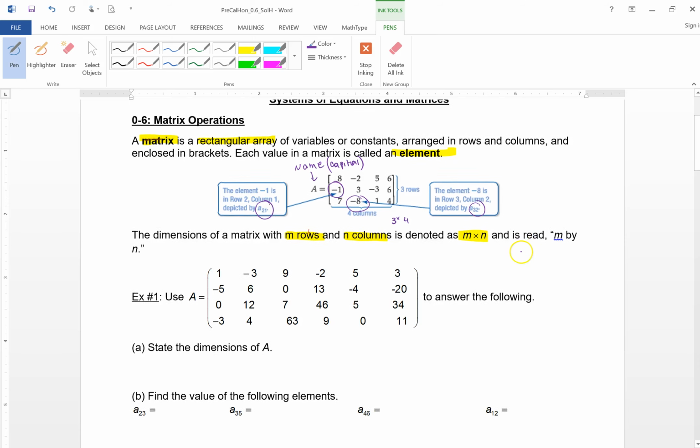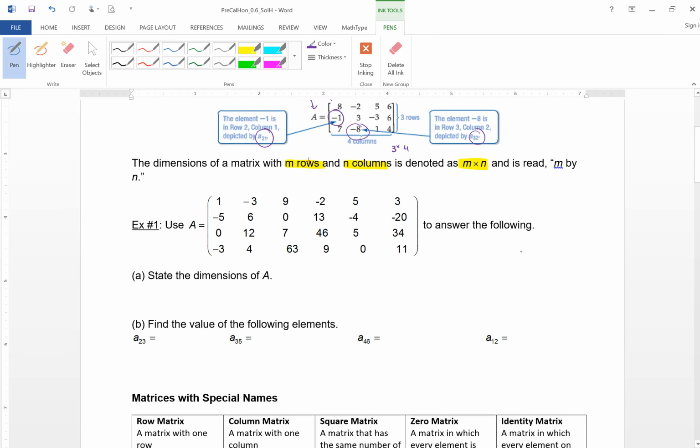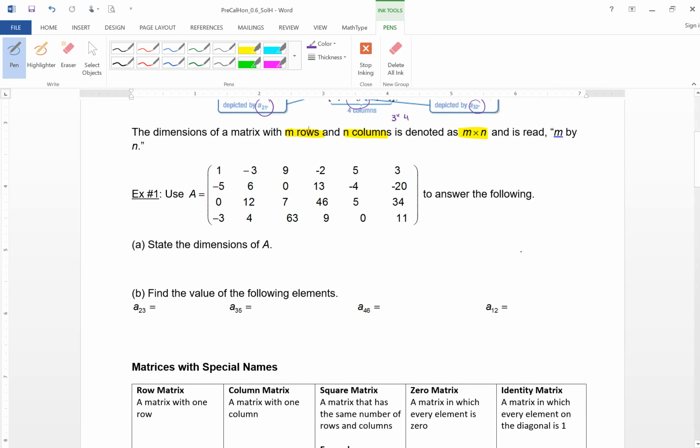All right, let's do an example. Here we have a rather large matrix. We're not really going to be working too much with matrices of this size. It says to state the dimensions of A. So it's got how many rows? 4 rows by 1, 2, 3, 6 columns. So it's a 4 by 6. And if you say 6 by 4, then it's just wrong. There is no partial credit, it's just wrong.